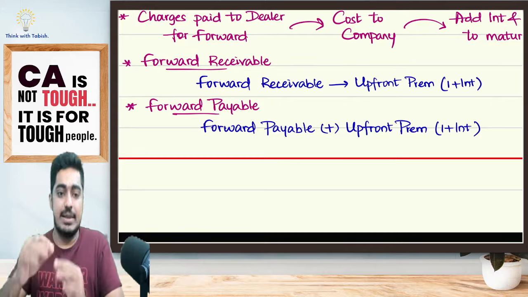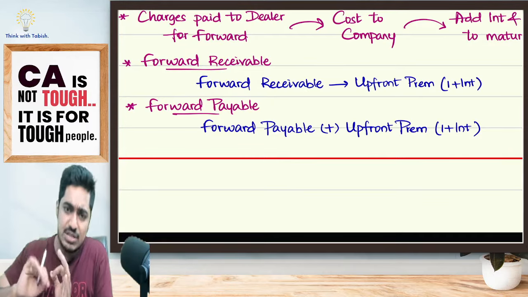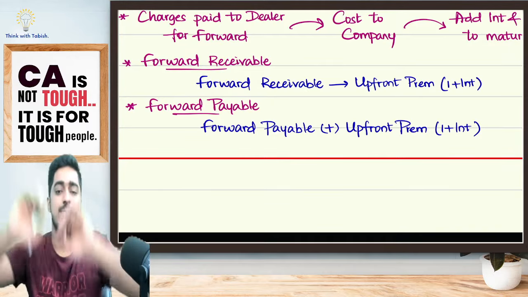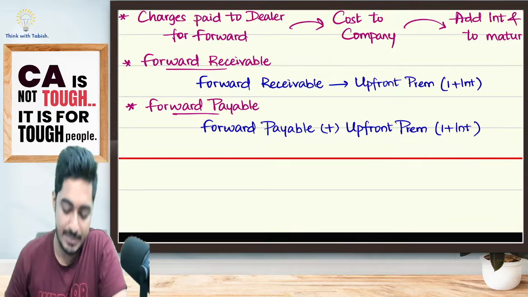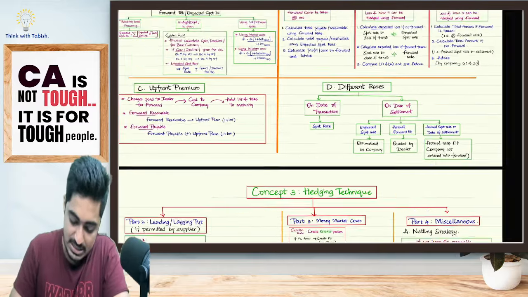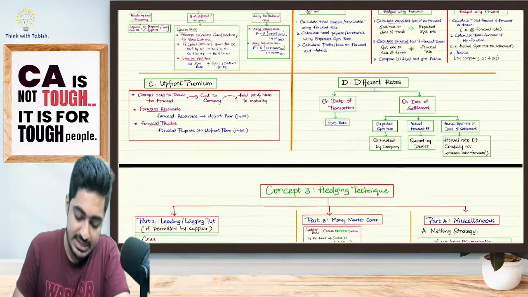Next, in case of payable, for foreign currency also I have to pay, premium also I have to pay. So it is forward payable plus upfront premium into 1 plus interest. Is this clear, everyone? Okay sir, this was going to be my first technique, that is forward contract.